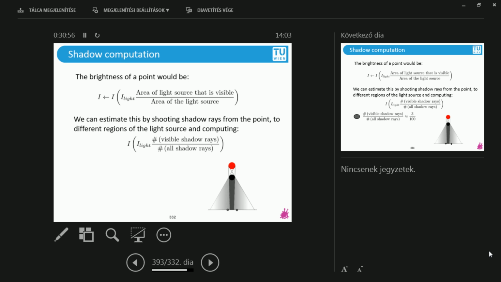Well, out of 100 shadow rays, do all 100 hit the light source unobstructed? Definitely not. What about 50? Probably not. Okay, well, it's quite reasonably dark there. So let's say that 3 of them hit the light source. It's a very simple approximation. I shoot 100 shadow rays, 3 of them hit it. Therefore, this is what I'm going to multiply the intensity that I have computed with.